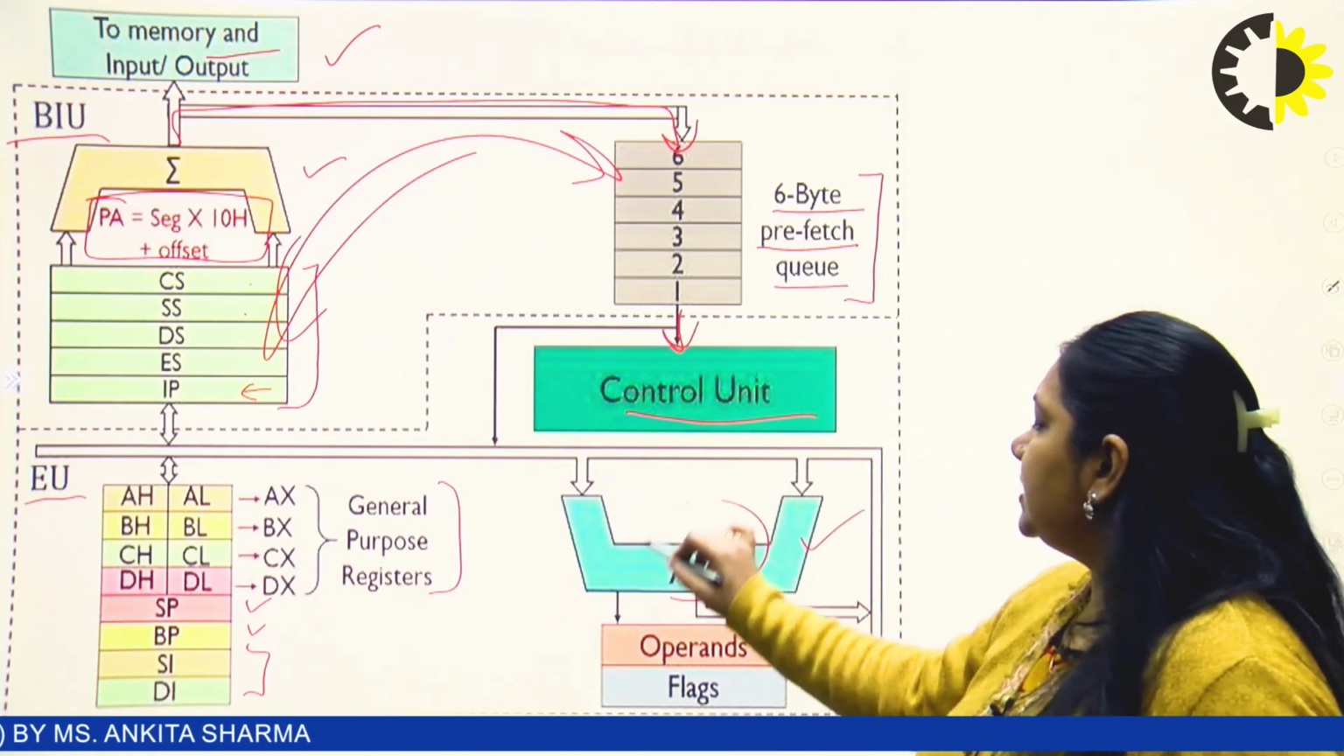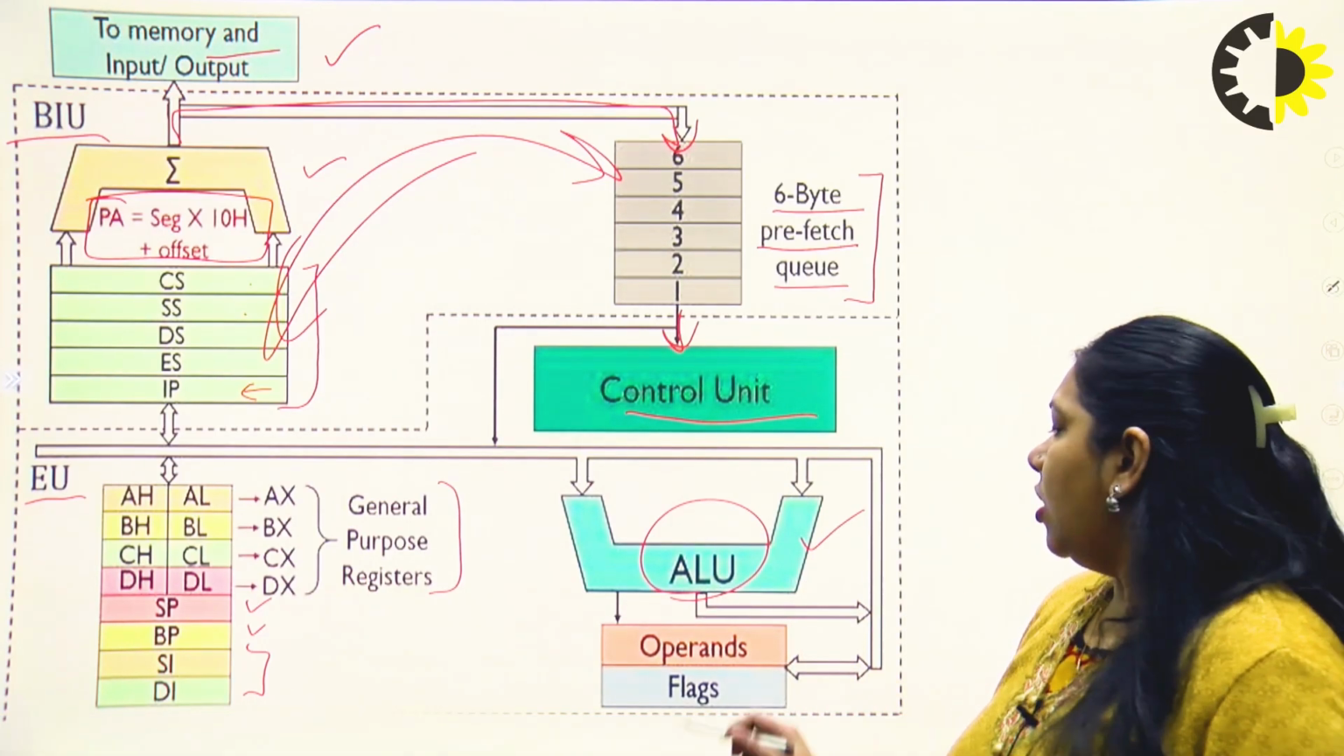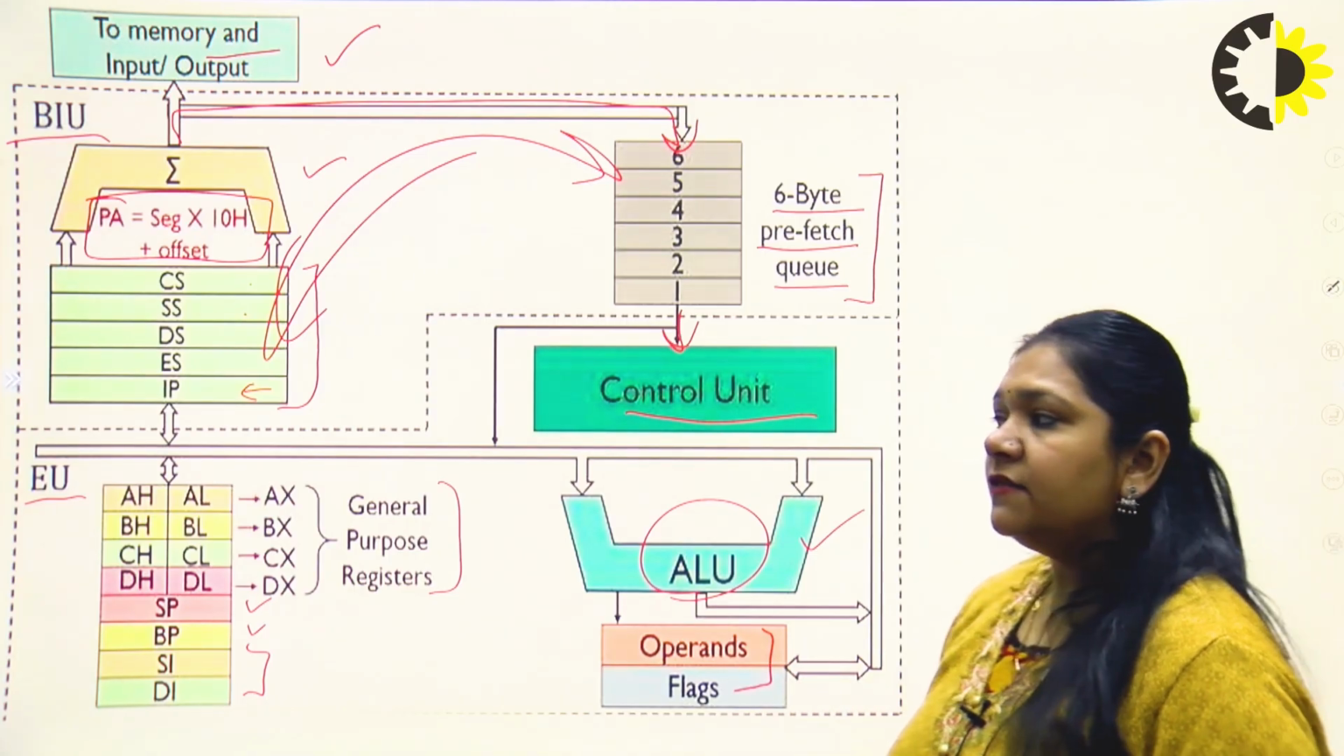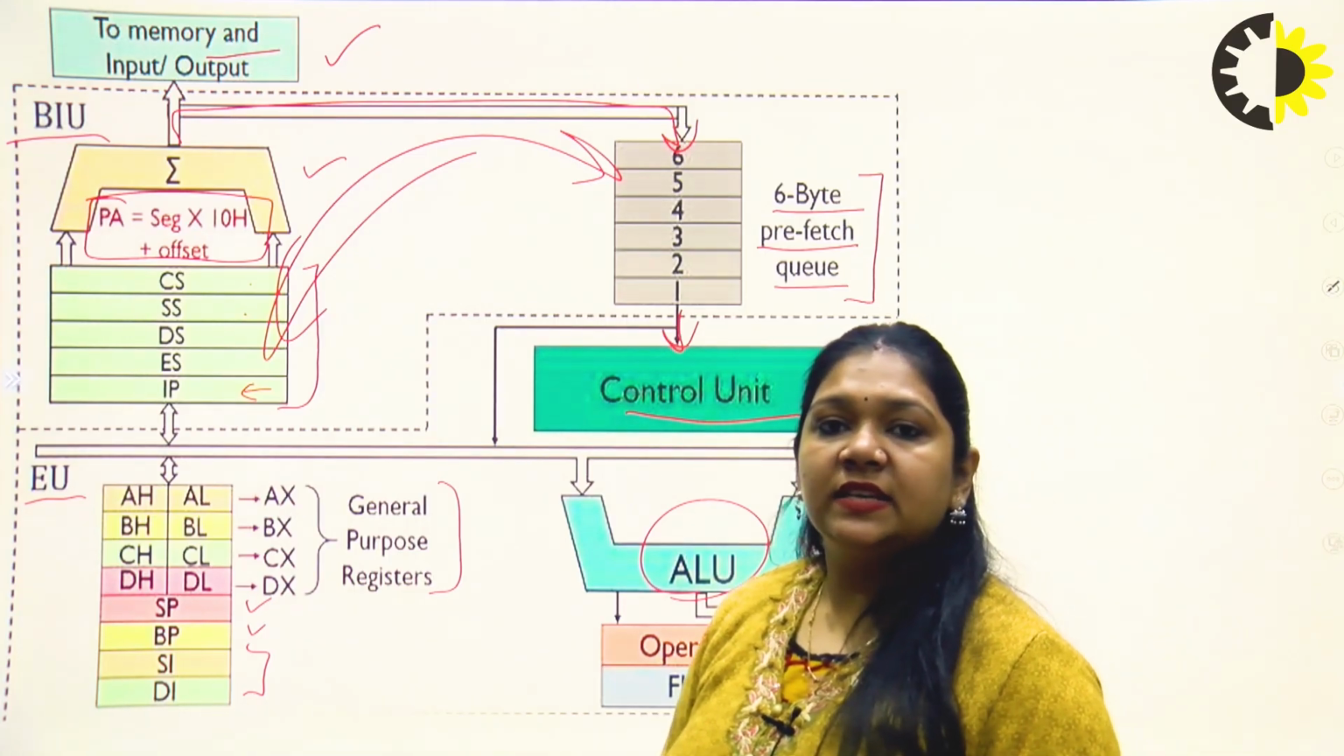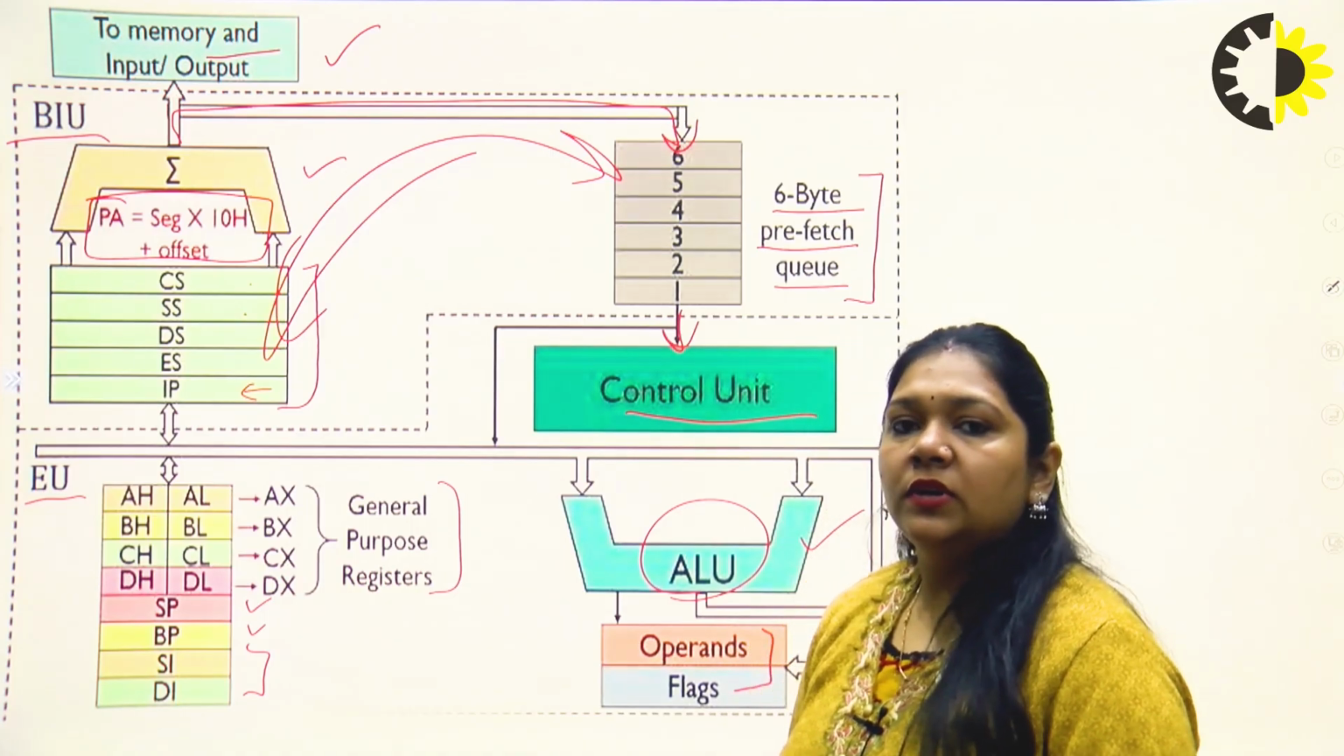And here it is the ALU. ALU, we all know, is the arithmetic logic unit, with operands and flags. Here we have a 16-bit flag register. Total 9 flags are there.